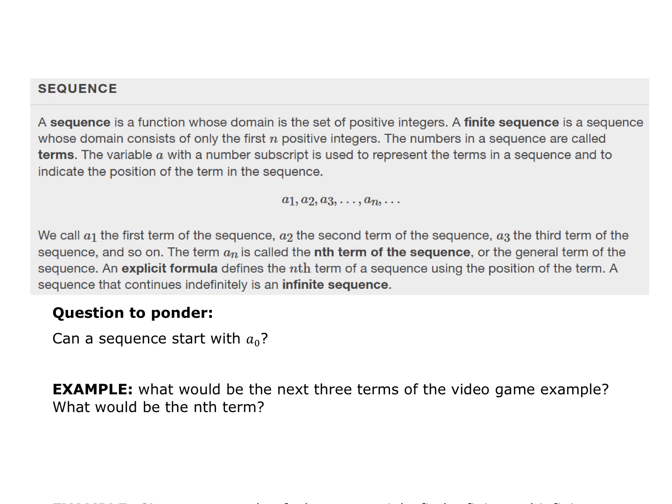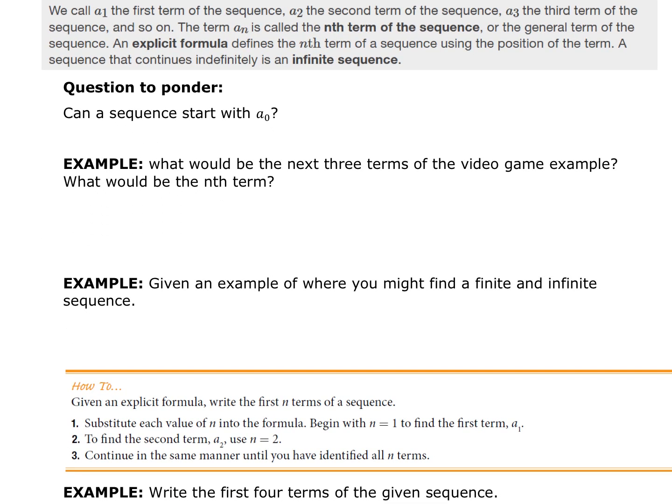So what would be the next 3 terms of the video game example? What would be the nth term? Well, we kind of talked a little bit about what the nth term is, but let's give you the next 3 terms. We've got the 6th term. So a sub 6 would be 2 to the 6th, or 64. And then a sub 7 would be 2 to the 7th, and a sub 8 would be 2 to the 8th. And we talked about this a little bit earlier.